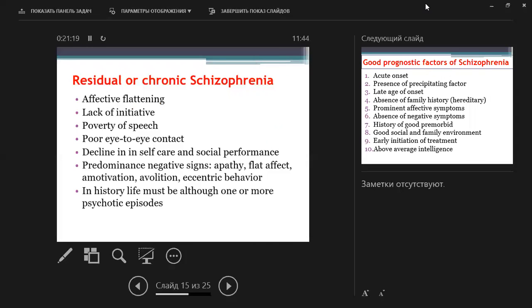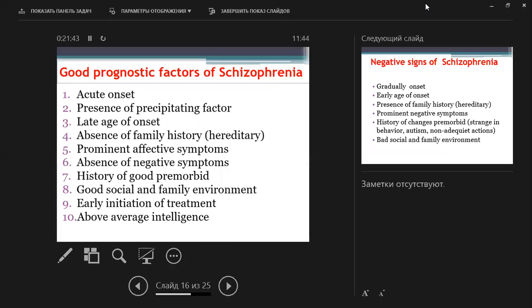Residual or chronic schizophrenia is affective flattening, lack of initiative, poverty of speech, and so on. That is the form when the schizophrenic had episodes, severe episodes of hallucinations and delusions, and after that we see the clinical picture of residual chronic schizophrenia with negative symptoms.